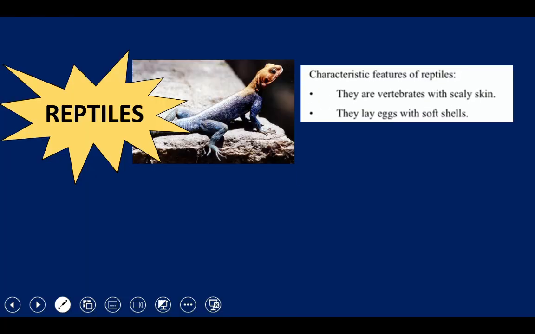Now let's see what are the characteristic features of reptiles. Reptiles are vertebrates with scaly skin. They lay eggs with soft shells.